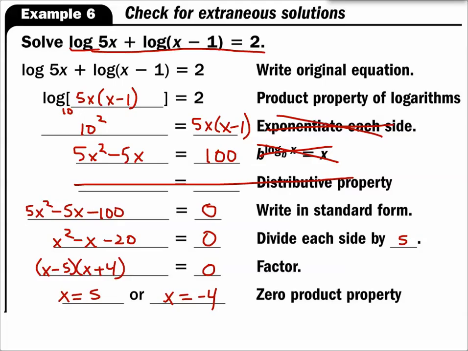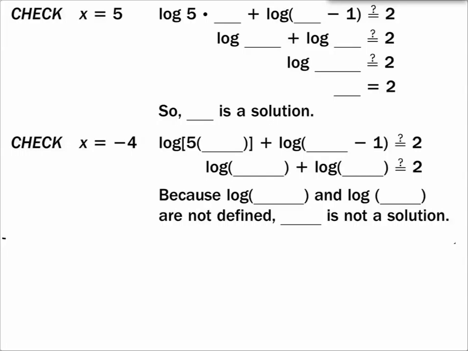Let's see. Boom, we got to do the check. Oh, look, they even told us what the answers were. What are you going to do? Okay, so log 5 times 5, because we think that's what it is, equals log 5 minus 1. And then there's that little question mark, maybe equal to 2. We'll see. 5 times 5 is 25. And 5 minus 1 is 4.